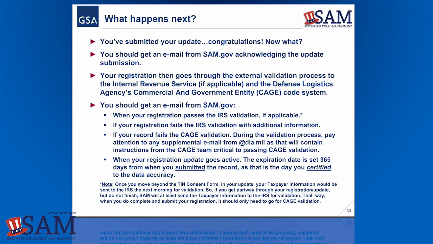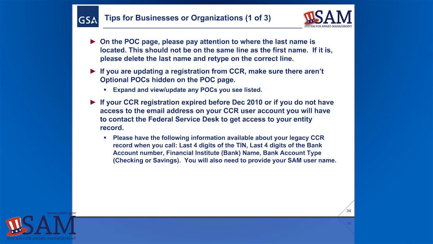You'll also get an email if for any reason your record fails the CAGE validation. And then just as a general note, I would say while you're updating a registration in SAM or at any point thereafter, pay attention to any emails that could come from a Defense Logistics Agency email account, so ending in @dla.mil, because that could have very specific instructions from the CAGE team on information they need from you. So please, please, please, please pay attention to that.